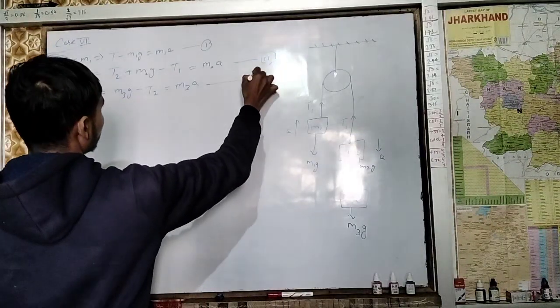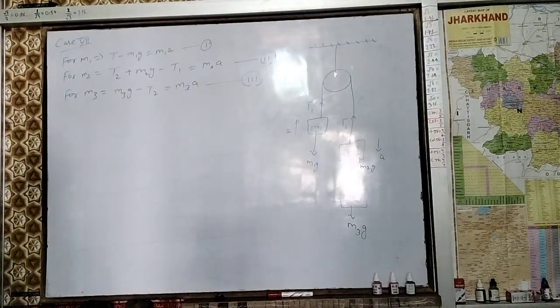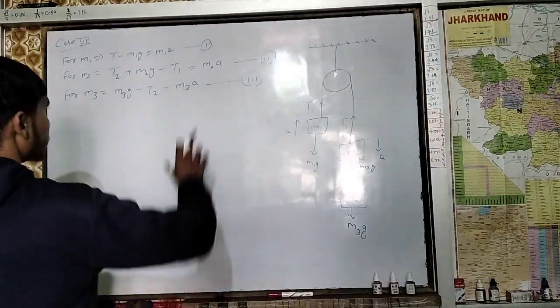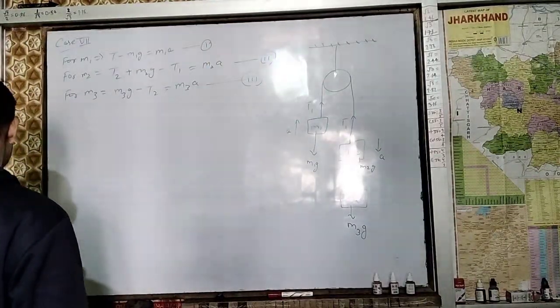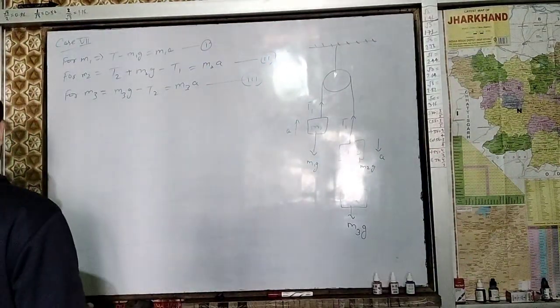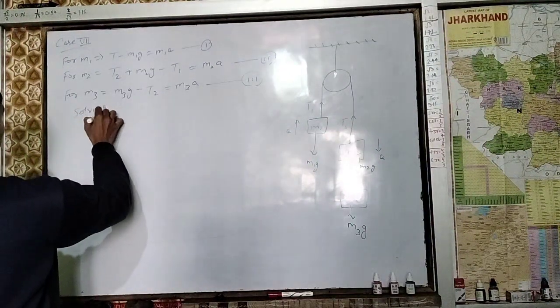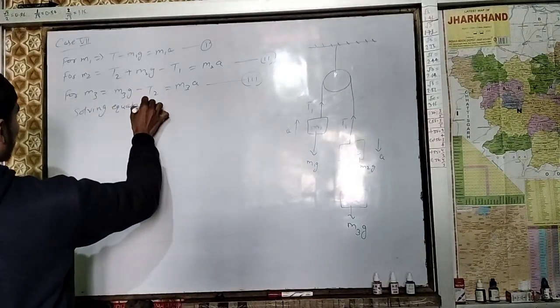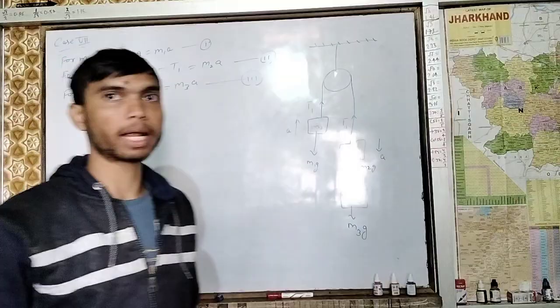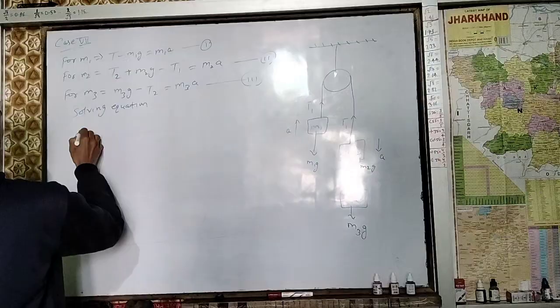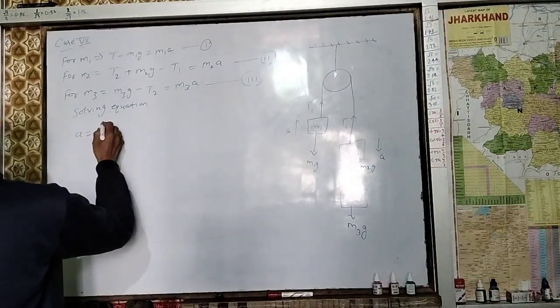Now we have third equation. Add them together, then see what equation you are getting. These are FBD of different bodies. Solving equation by adding or subtracting, it's your choice. Solving equation, then you will get what you will get.